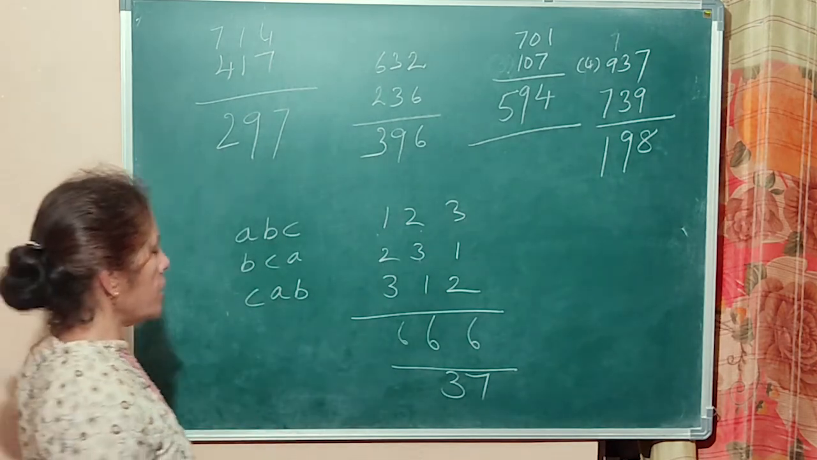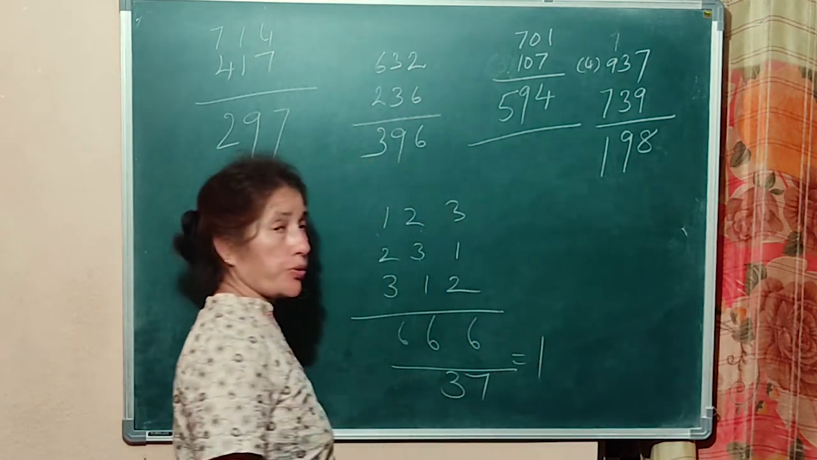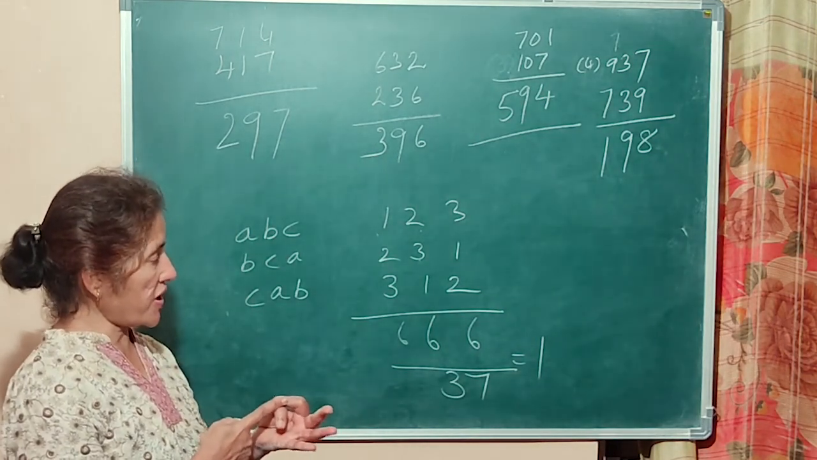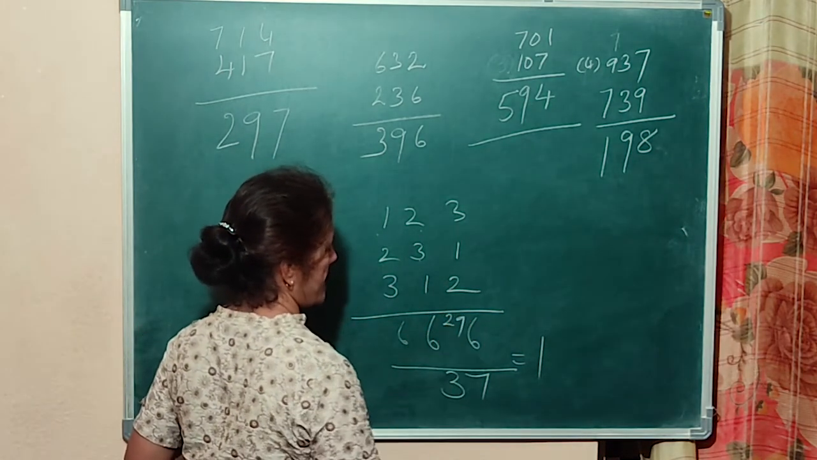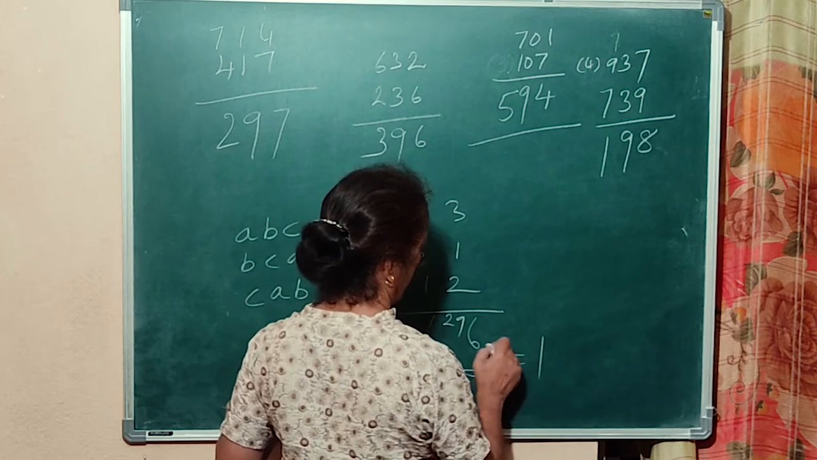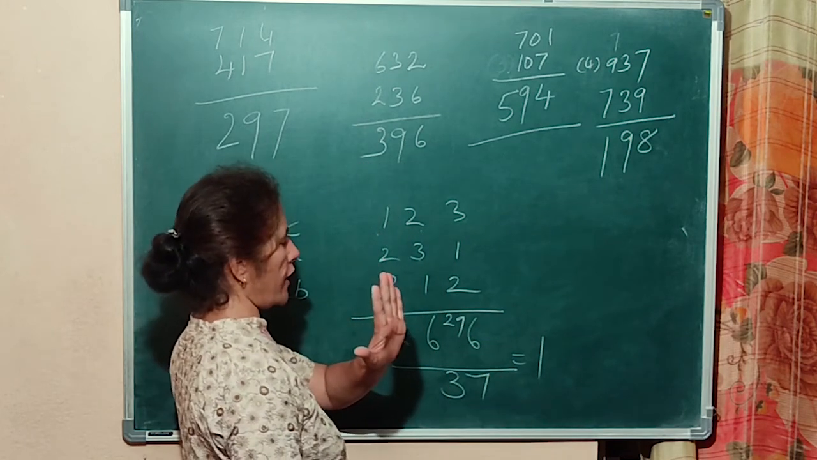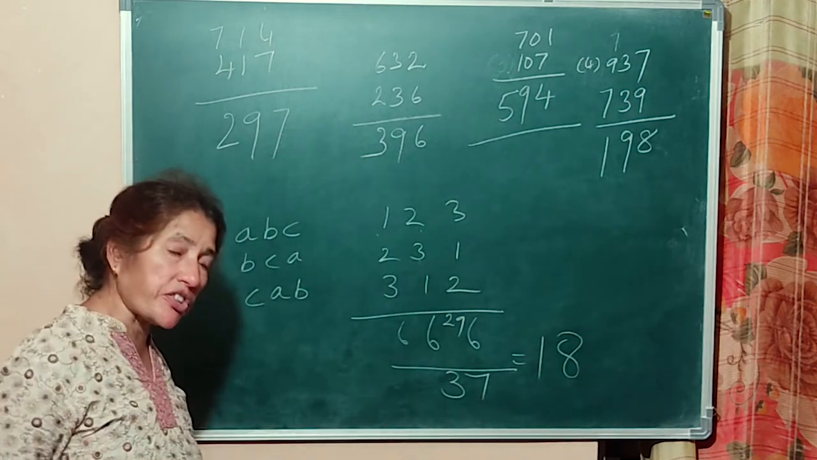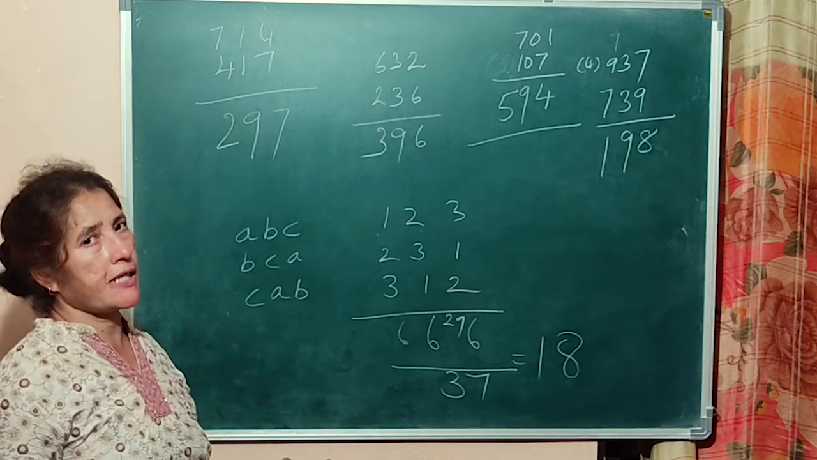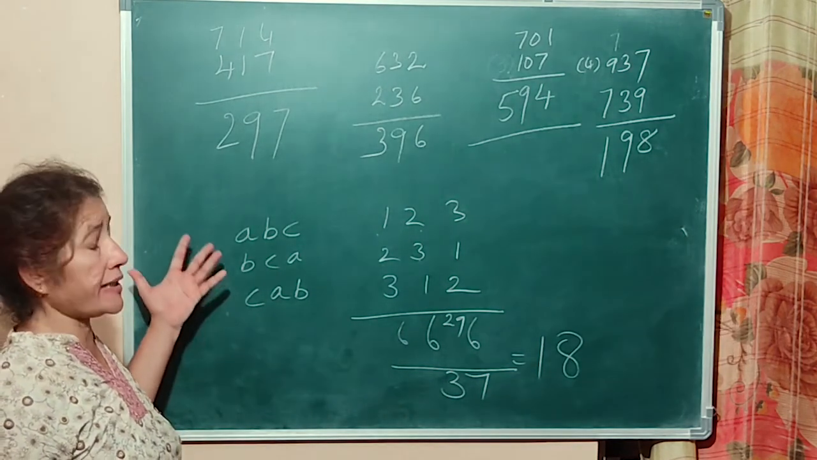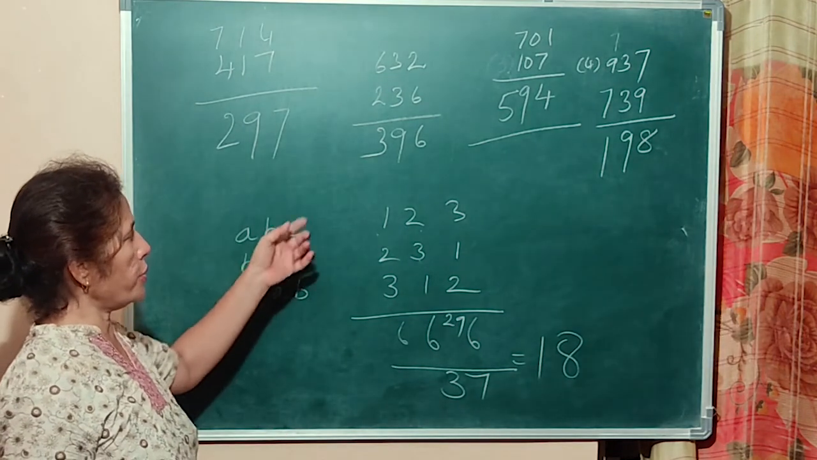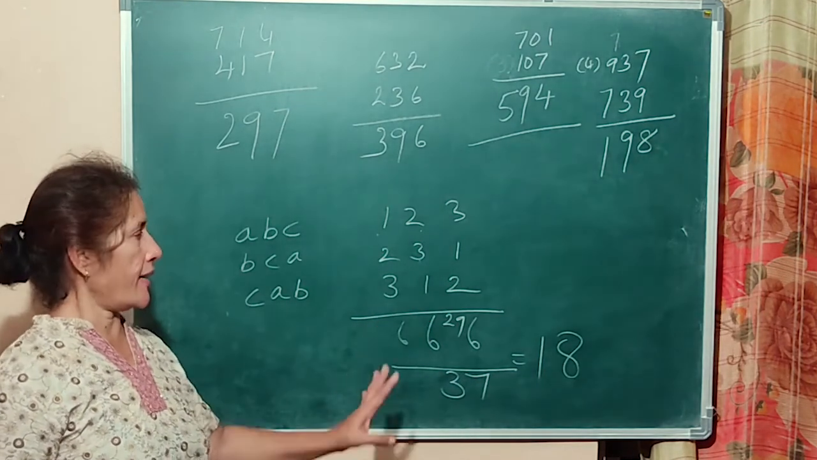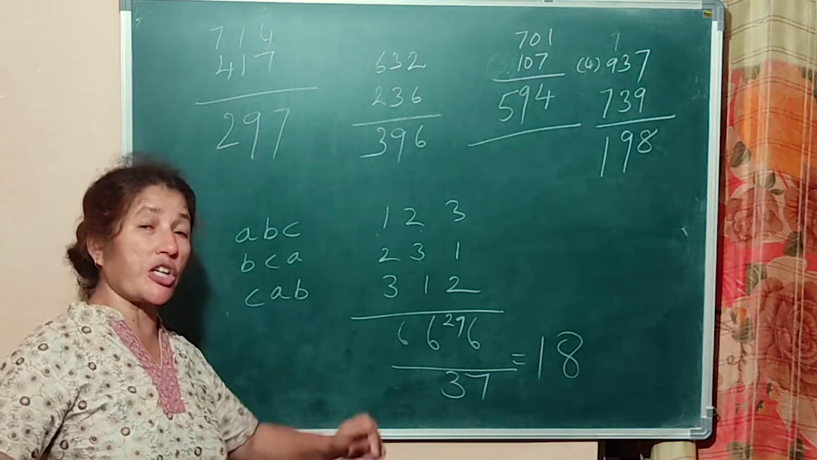So 37 ones are 37, 2s are 74, not possible. 37 8s are, I think, 296. When you divide by 37, the remainder is 0. But how you have to take the digits, take the numbers 1 2 3, 2 3 1, 3 1 2. That is always advisable.